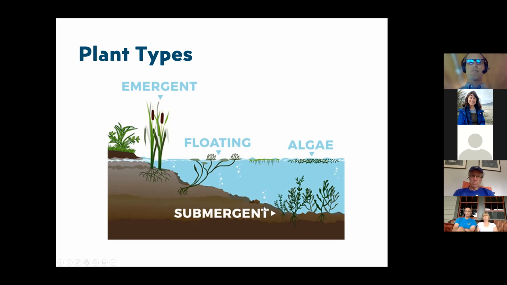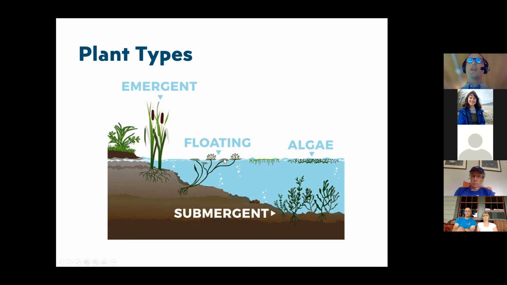And then we also have submergent plants, which are plants that are rooted in the substrate of the water body, in the lake or pond, and they'll grow up into the water column, but most of the time they will not be above the surface.